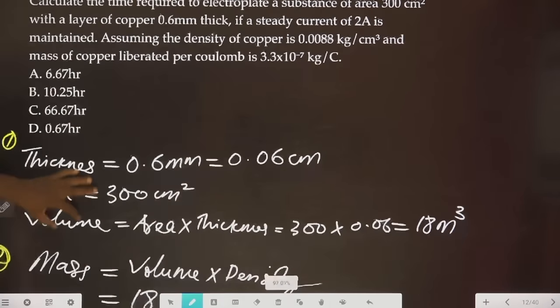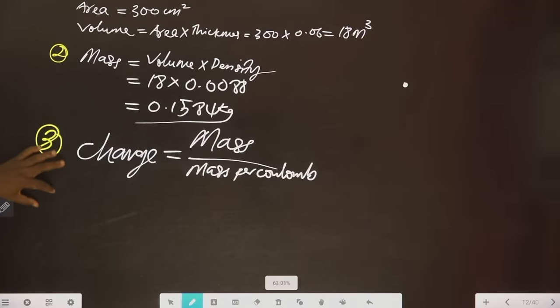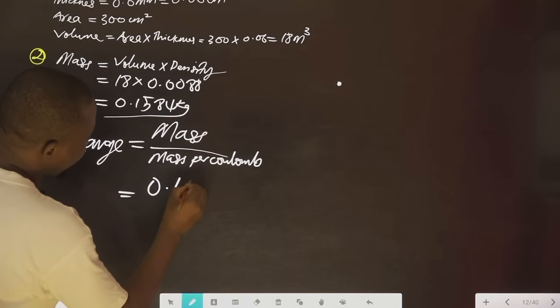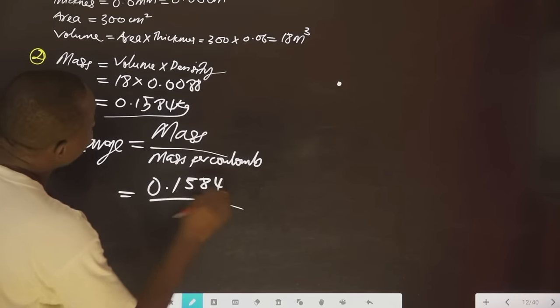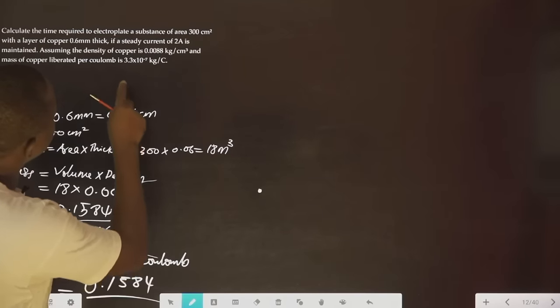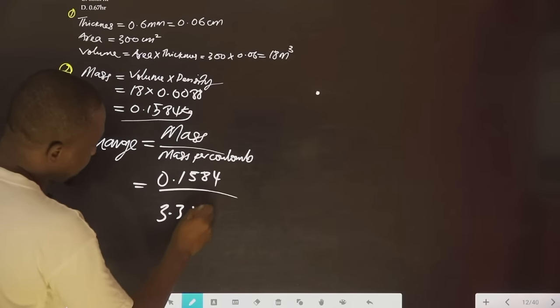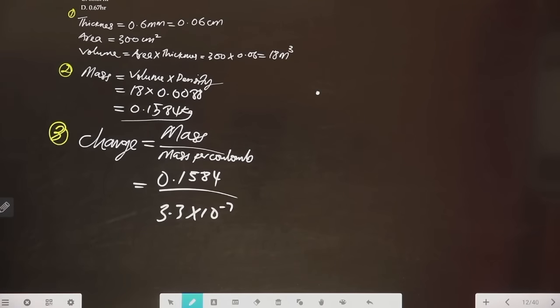So now we have to substitute here. That is 0.1584 all over 3.3 times 10 to the power minus 7. Let me get a calculator.